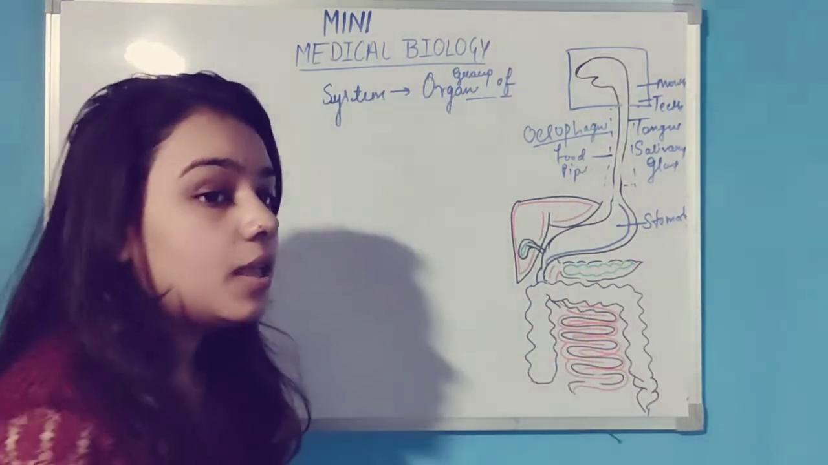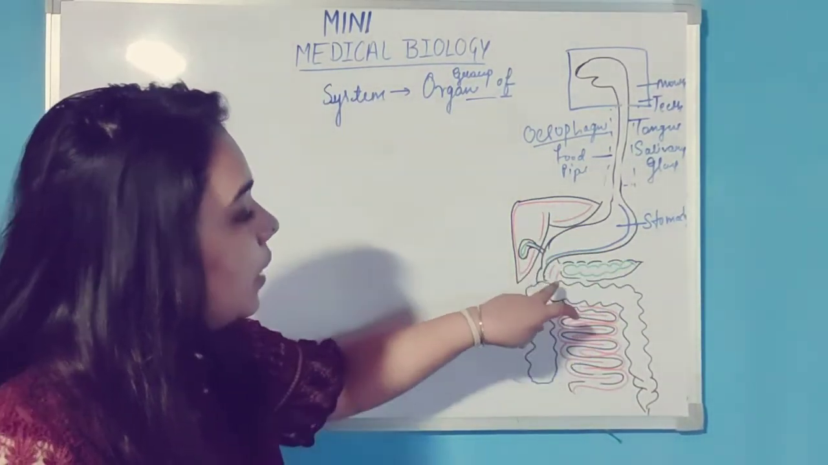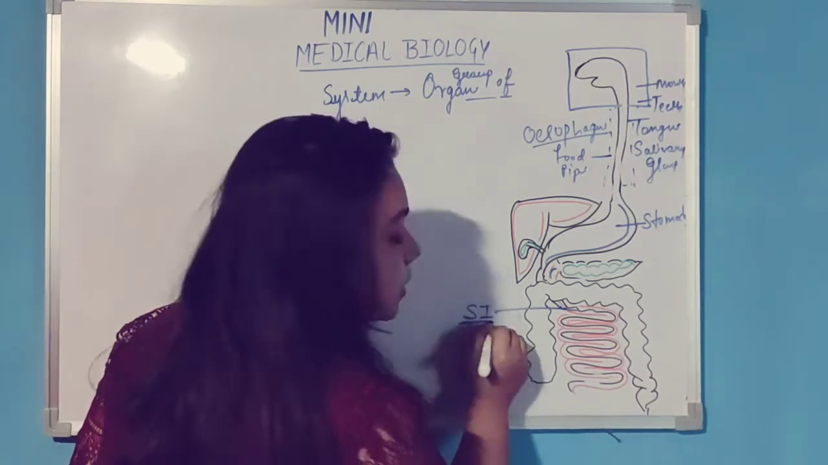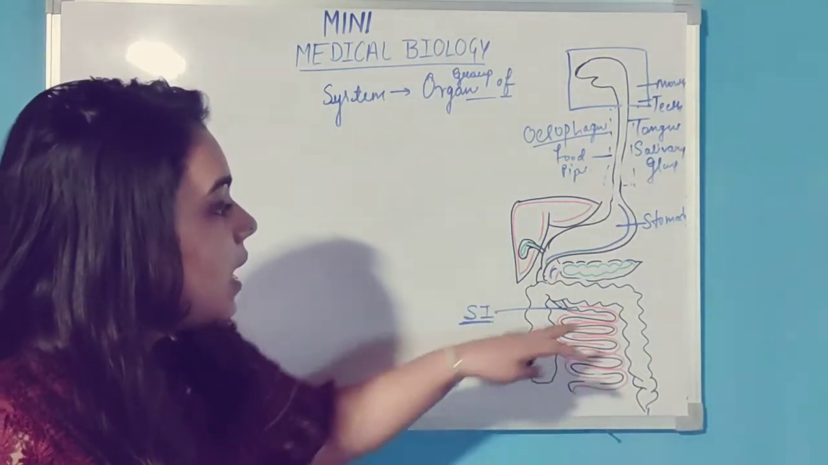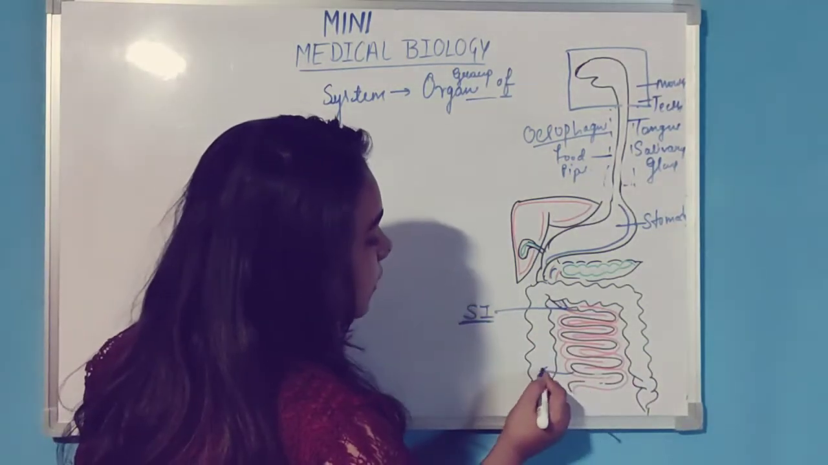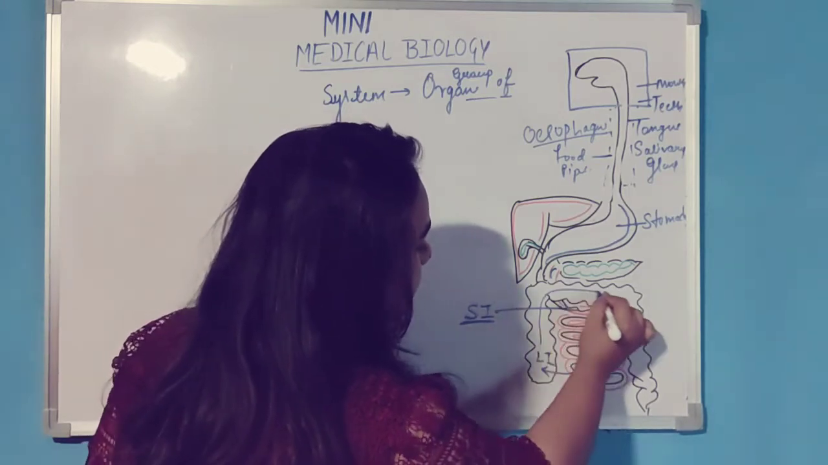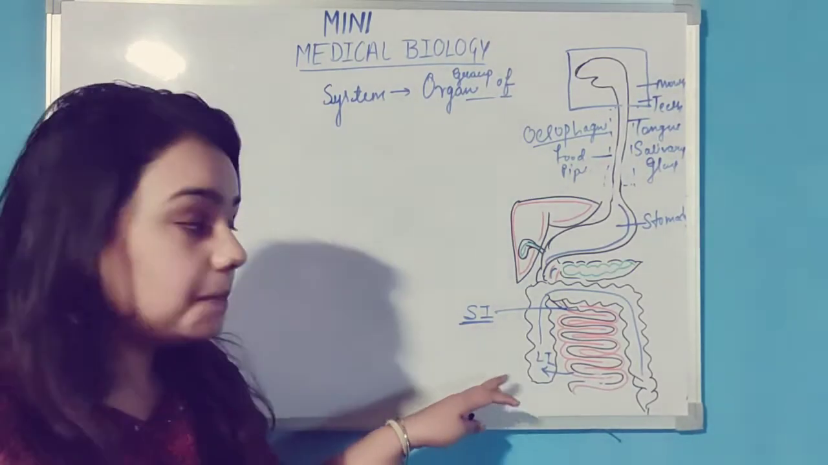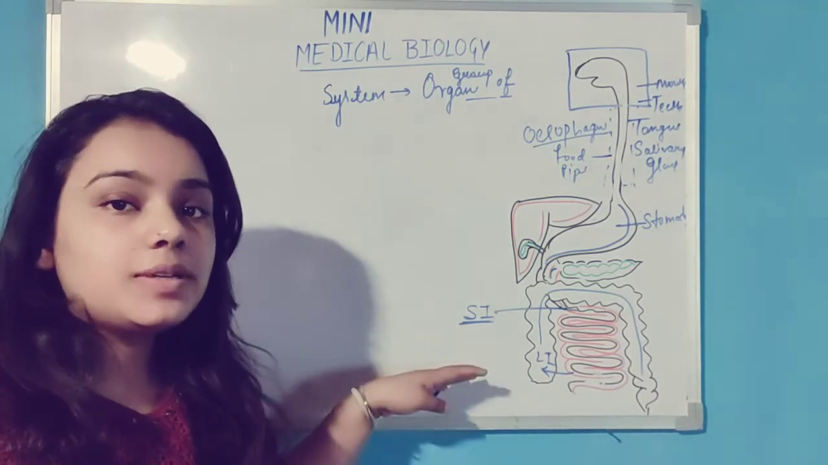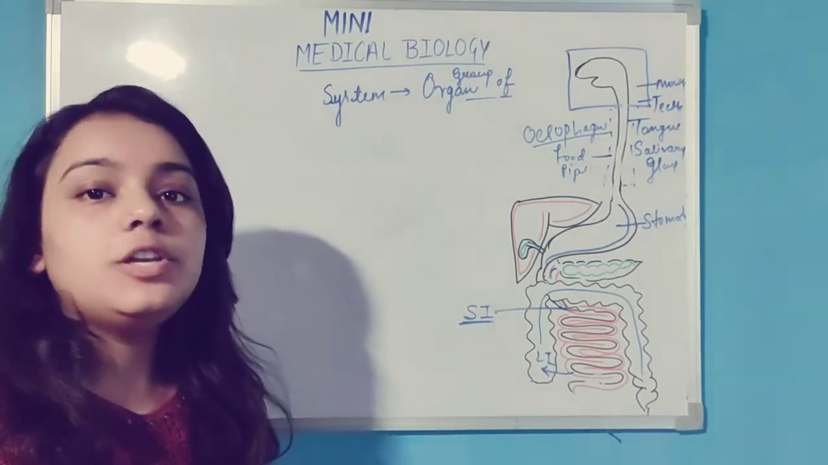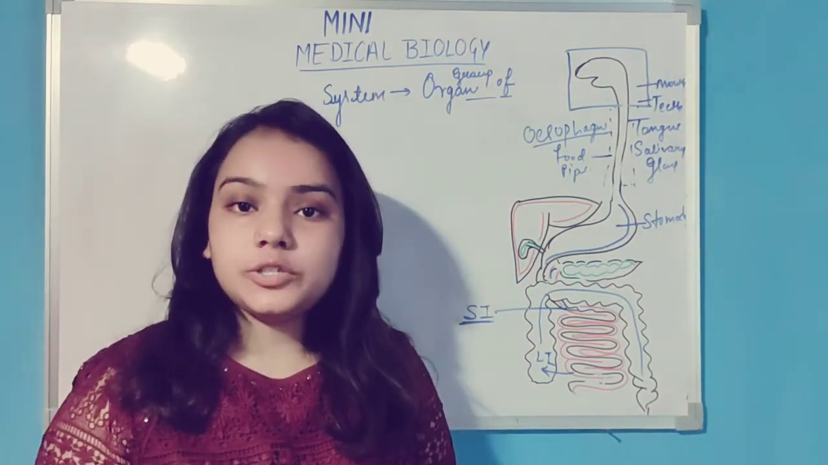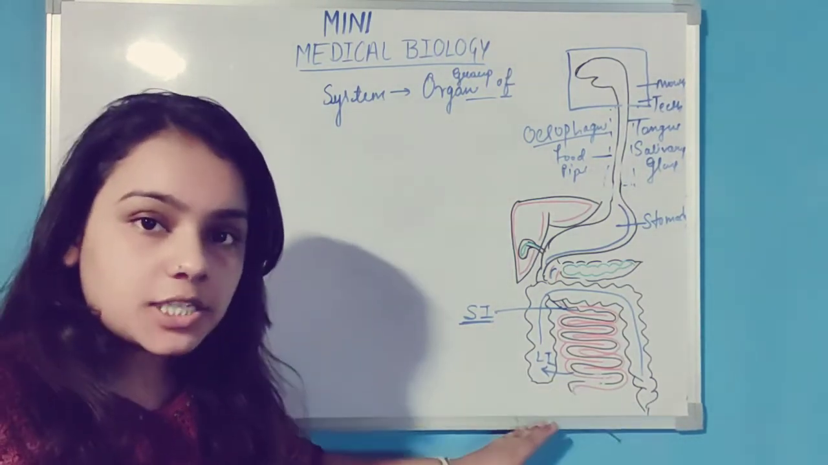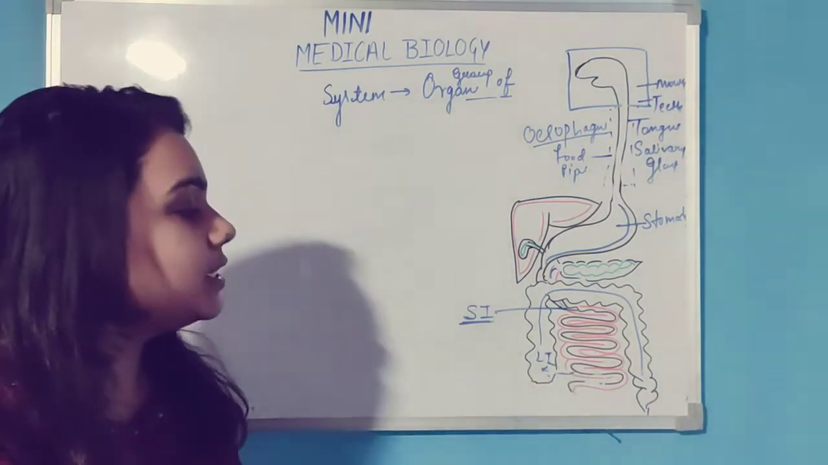Stomach is also an organ. After the stomach, your food reaches the red part, that is the small intestine first. After the small intestine, the food reaches the large intestine. In the small intestine, the digestion process is completed. In the large intestine, absorption of water takes place. Because all the nutrient content has already been extracted in the small intestine, the rest of the water and minerals are extracted in the large intestine.